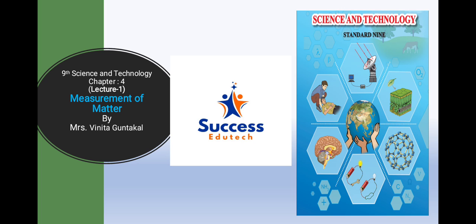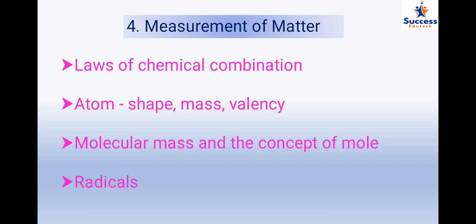Everything in this universe is a matter. Okay, so considering all the things in the universe to be a matter, we start up with the concept of laws of chemical combination. Then we will study about atoms, its shape, mass and valency, the molecular mass and the concept of mole, the radicals.